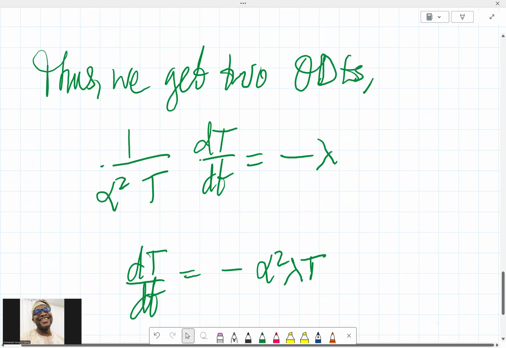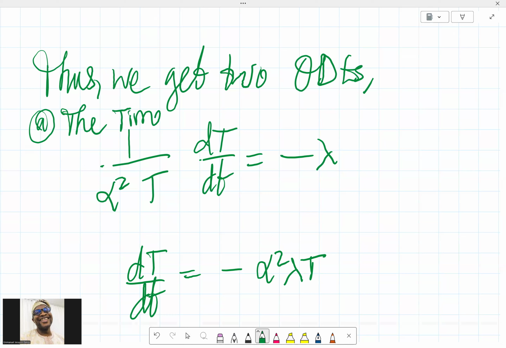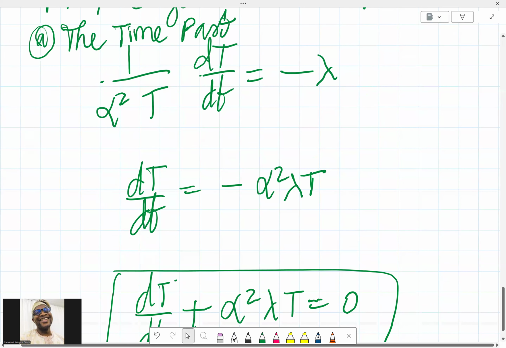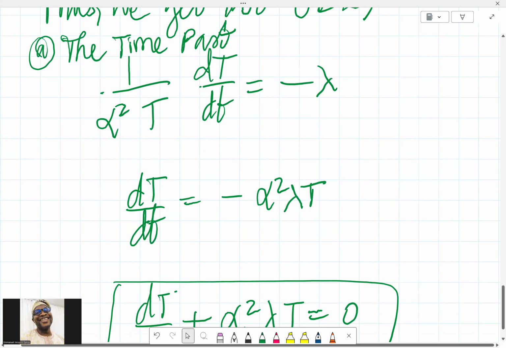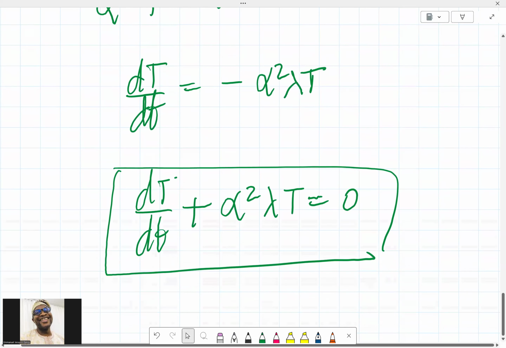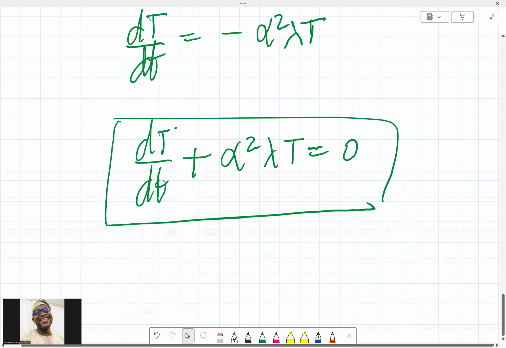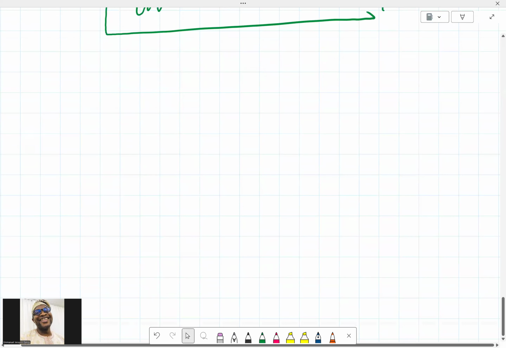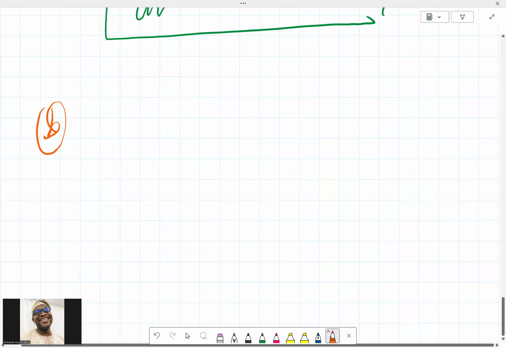So this is our equation in time. So in fact, we get two of these. The first one is the time part. This is the time part now that we are dealing with. So we can keep that right now for the time part. Then we also have the space part.